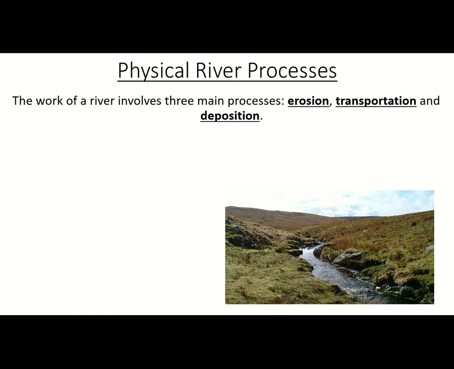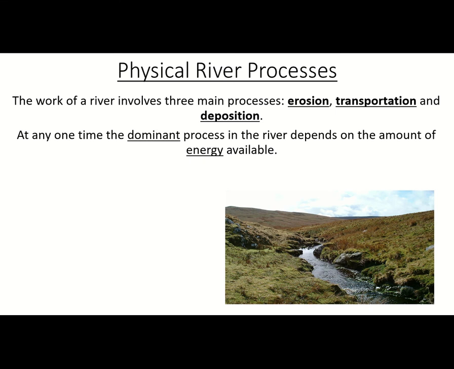This is where you'll need to write a few notes for your book, please. Just like coasts, the work of rivers, or the things that rivers do, involves 3 main naturally occurring physical processes: erosion, transportation and deposition. Those 3 things are always working in the river at some point to some degree. But obviously which one dominates is very dependent on how much energy there is available.